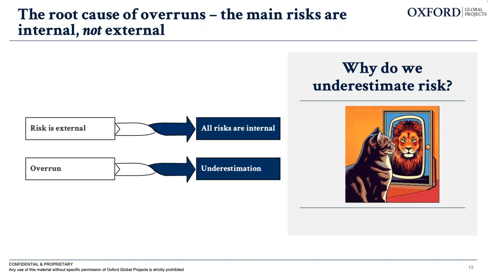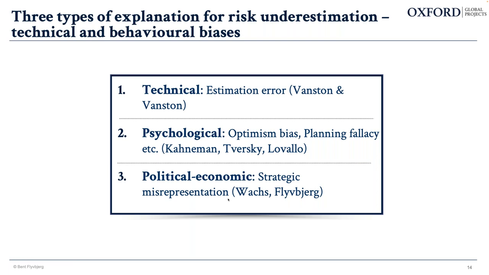There are various explanations for this, and I'll just briefly touch upon a couple of them here. The first one here is technical risk. This I'll not talk anymore about, because the systematic problems that we see in megaproject management can't be explained by estimation error alone. So then we look at various behavioral biases, and these are known to be two of the most important ones, i.e. the psychological biases: optimism bias and the planning fallacy. And then as a third, behavioral or cognitive bias, we're looking at political and economic biases, i.e. strategic misrepresentation.